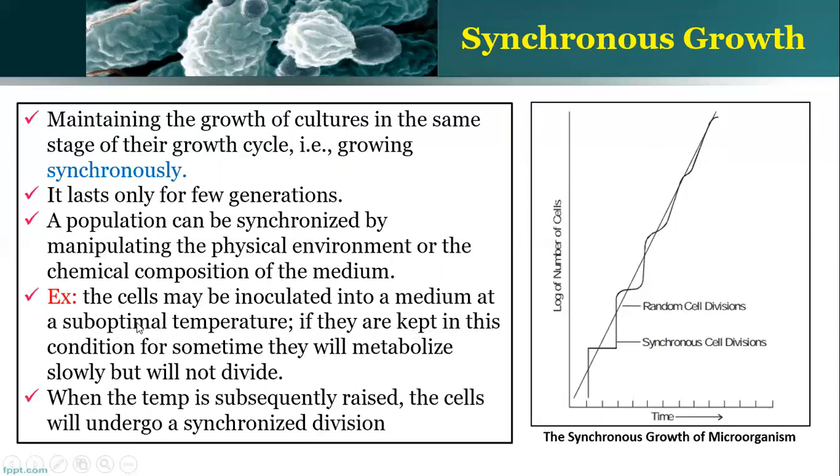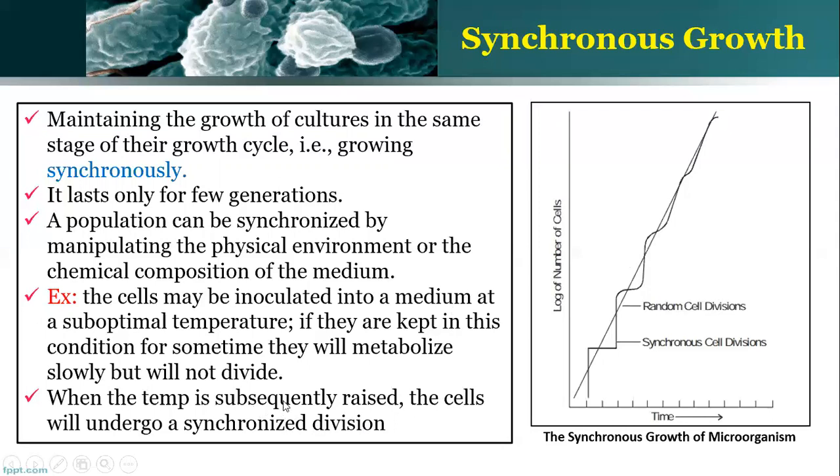Suboptimal temperature. Usually, when the bacterial cells are inoculated in the medium, they should be incubated at room temperature. If you are incubating at a lower temperature, what happens? All the cells will be in a dormant stage, and the metabolic activity at the low temperature is very slow. So when the temperature is subsequently raised, when you transfer the inoculated cells to room temperature, what happens? The cells will undergo a synchronized division.